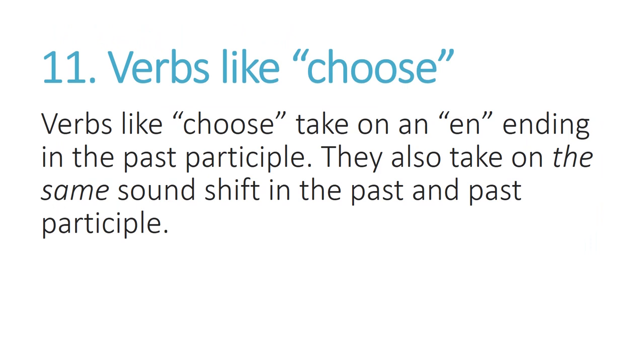Up to now, we've been dealing with verbs that end in a T or a D in the past or the past participle. Now we're going to introduce a new pattern, and that's verbs that end with an N or an EN ending. Verbs like choose take on an EN ending in the past participle. They also take on the same sound shift in the past and the past participle. Let's look at some examples.